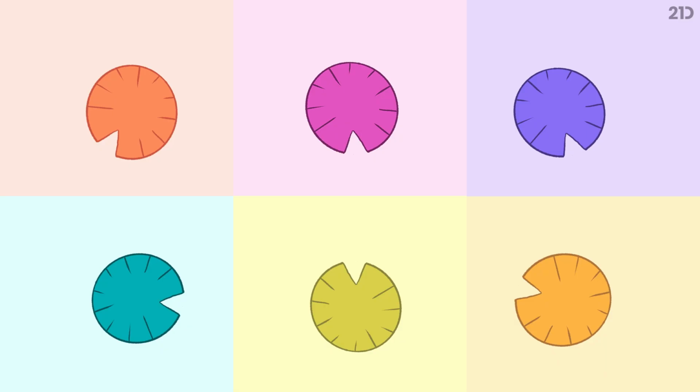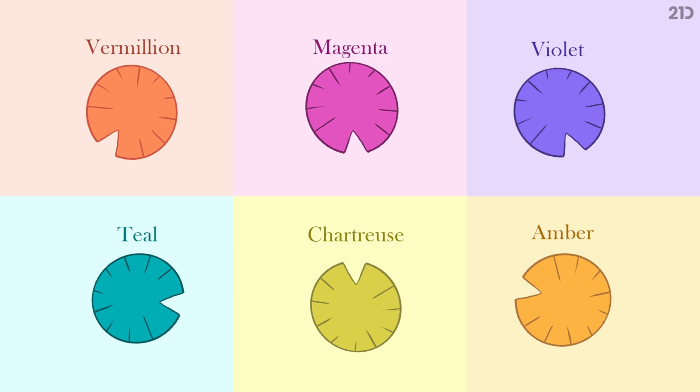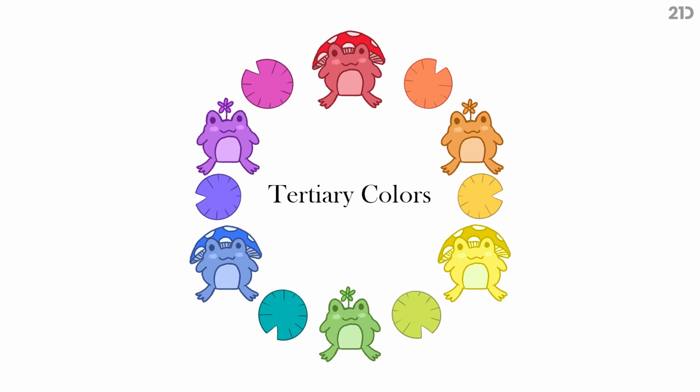When you mix together 2 secondary colours, or a primary colour and a secondary colour, you get a tertiary colour. There are 6 of these in total: vermilion, magenta, violet, teal, chartreuse, and amber. These colours are great for adding more subtlety to your work, and they fill out the remainder of the colour wheel.